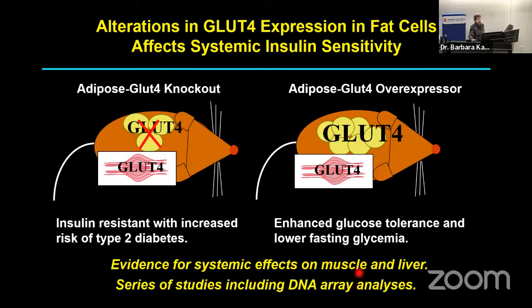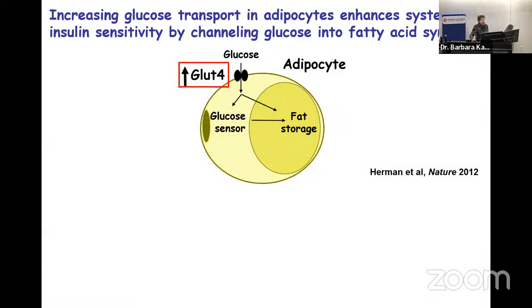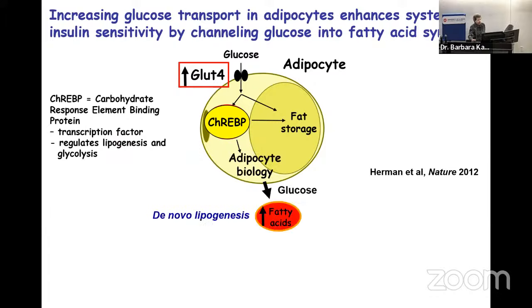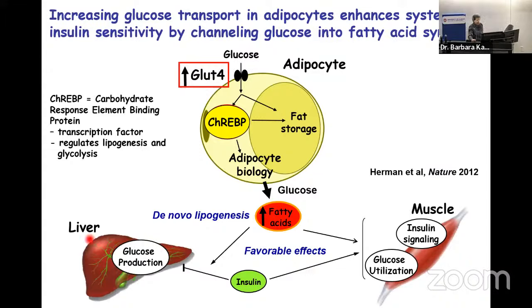So we did a series of studies, including DNA array analysis, which was the untargeted way to approach this in those days. And what we found was when you increase GLUT4 in adipose tissue, that is sensed by this transcription factor, carbohydrate response element binding protein. It's a transcription factor that regulates lipogenesis and glycolysis. That results in more glucose being driven into fatty acid synthesis or de novo lipogenesis. And that has favorable effects on insulin action on the liver to suppress hepatic glucose production and insulin action to promote glucose utilization in muscle. And we know ChREBP is key because when we knock it out only in the fat, we no longer have the increase in de novo lipogenesis, and we no longer have the favorable effects on liver and muscle.